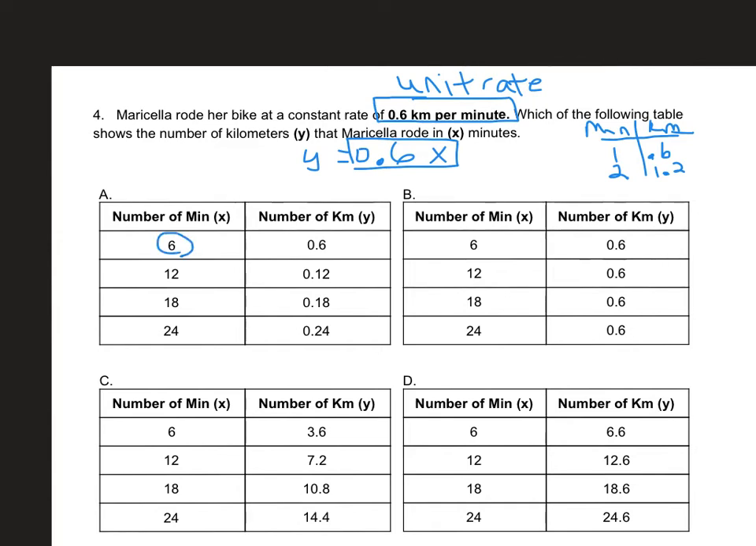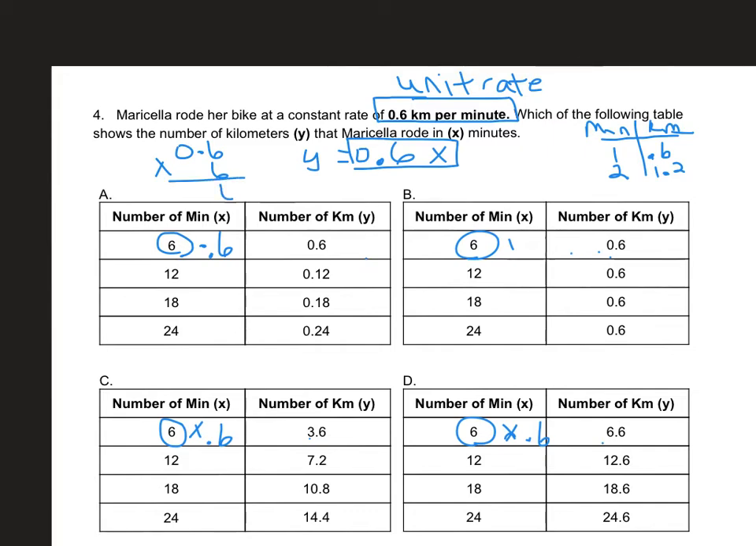So 6 minutes, I get 0.6. 6 minutes, 0.6 kilometers, okay? 6 minutes, I get 3.6, and 6 minutes, I get 6.6. Well, one of these is correct, and some of them are wrong. So I'm going to go ahead and test my 6 minutes. So 0.6 times 6. I'm going to multiply this by 0.6, and this one I don't need to, but I'm going to multiply this by 0.6 and multiply this by 0.6 to see which one is correct. Since these two are the same, I will know by doing it one time.